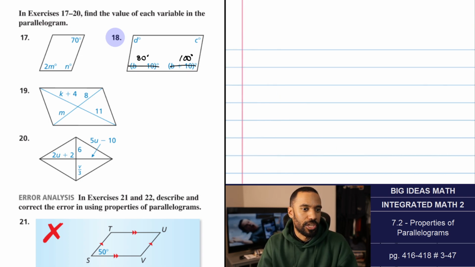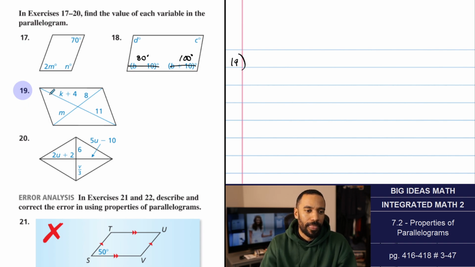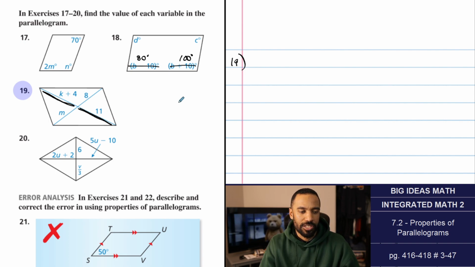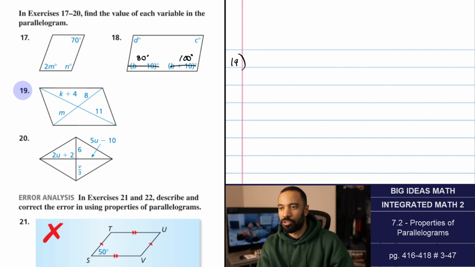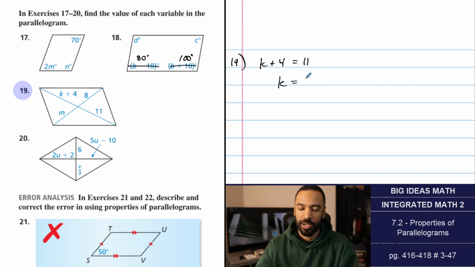Number 19, we're going to deal with some of the diagonals in solving algebraically. We have k plus 4 as, I guess, one of the diagonals. Whenever it's marked that way, I assume so. So k plus 4 is this diagonal portion here, and 11 is this portion here. Those should be the same since diagonals bisect each other in a parallelogram. So k plus 4 equals 11. Subtract 4 from both sides, you'll get k equals 7.